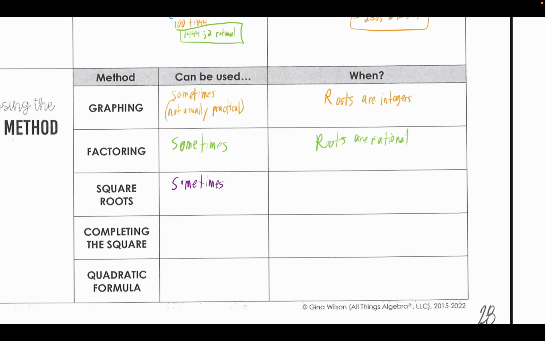And this one can only be used when there is no b term. Remember, b term was the one with the x, so it's like there's no x term, is another way to think about it. Completing the square can be used always, all the time. When should you most likely use this, though, or when would it be best for you to use it? If a equals 1, aka there's no x squared coefficient.